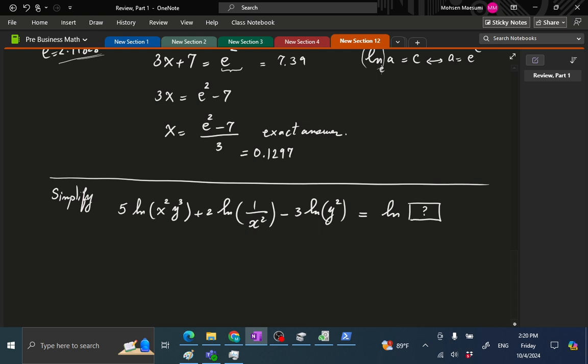Well, let's review some basic rules of logarithm. We said if you have logarithm of a to the power of n, that's the same as n logarithm of a.